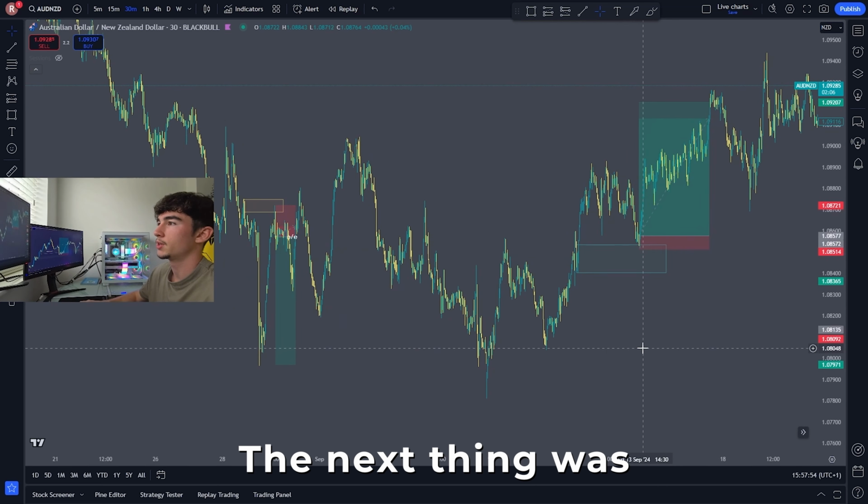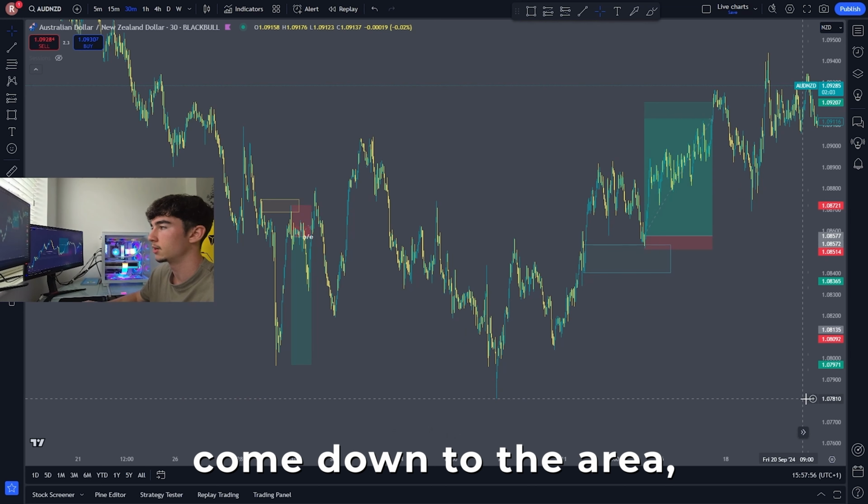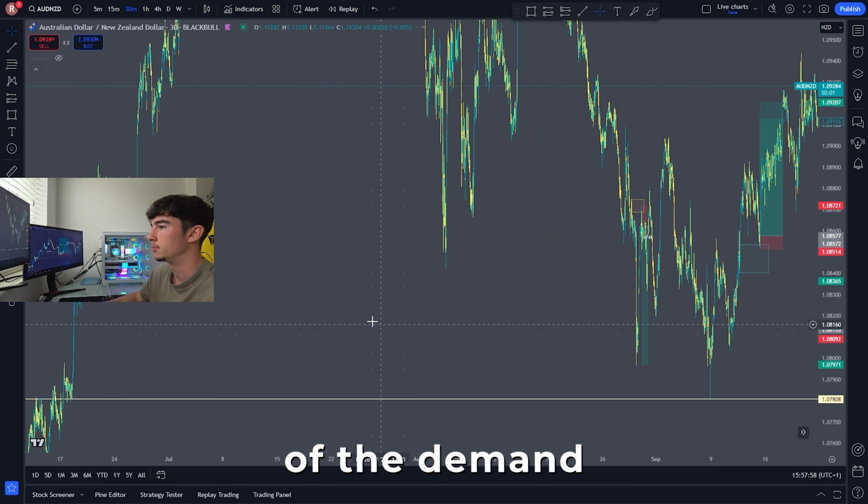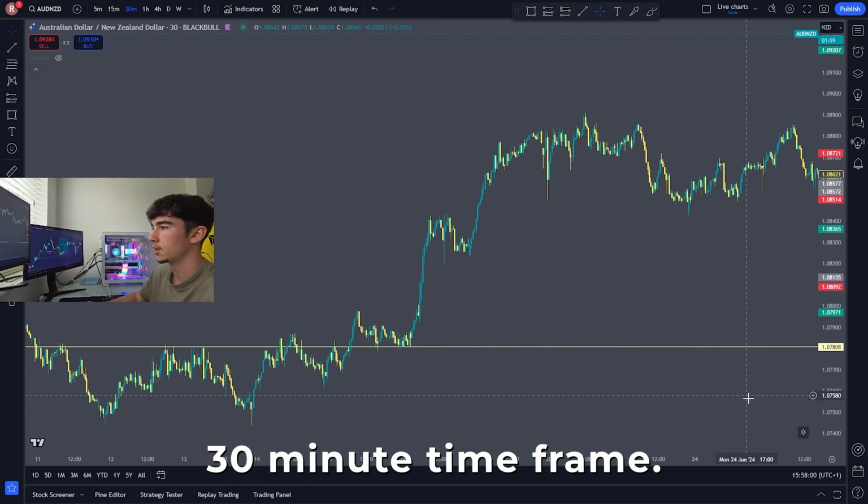The next thing was how we were looking for a reversal. So we did come down to the area, of course, of the demand, and also on the 30-minute time frame.